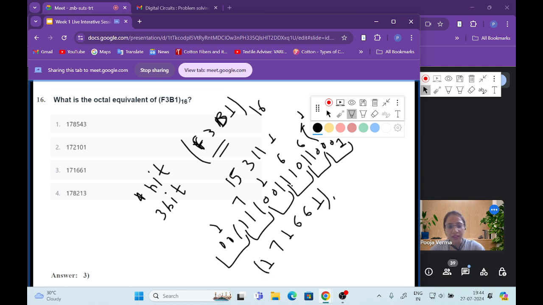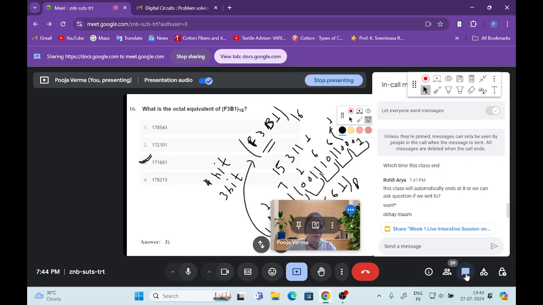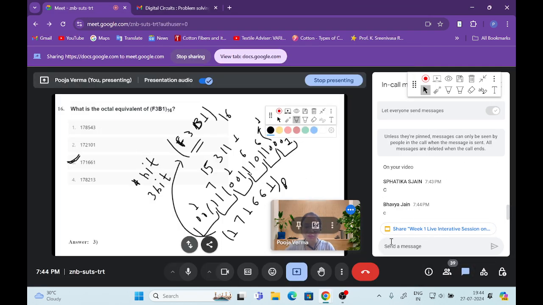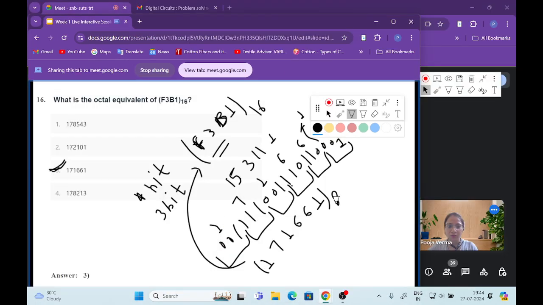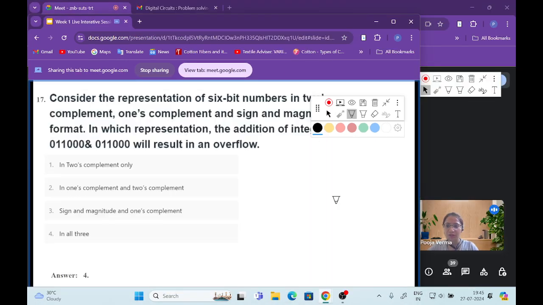So it is the octal representation of this hexadecimal number: 171661. So which one is the correct option? For this, option 3 is the correct option. Okay, I hope you have got this? Yeah, option C is the correct answer. Okay, so moving to the next question.